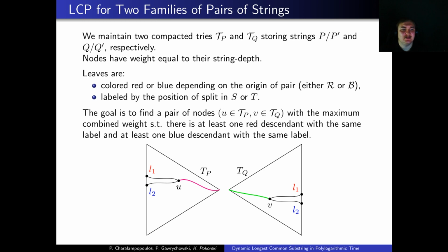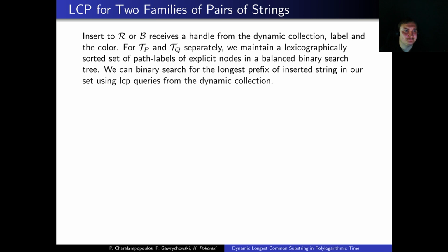As I said, we have these tries for left and for right. We have to solve this HIA problem efficiently. It is possible to solve this problem efficiently. This was solved earlier. So when we want to insert something to the red or blue family, we get as a parameter the handle from the dynamic collection, the one from the SODA 18 paper. We get the label and we get the color.